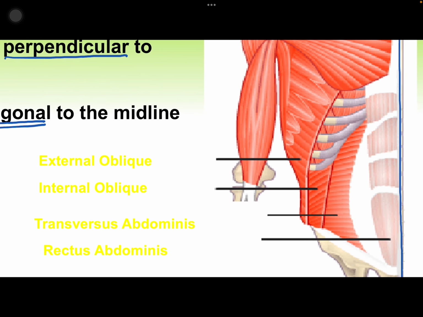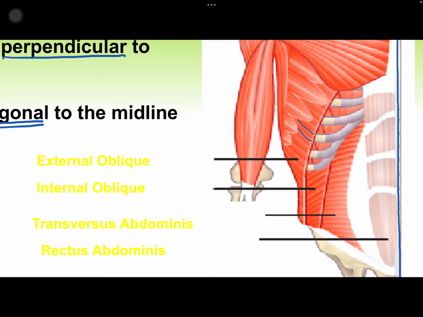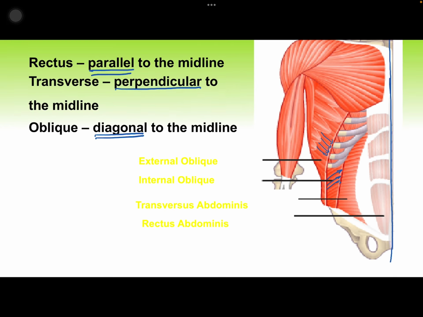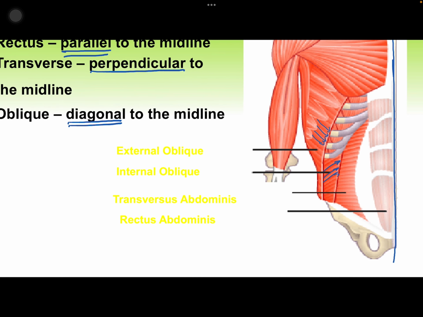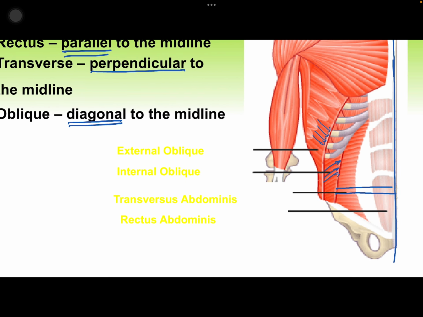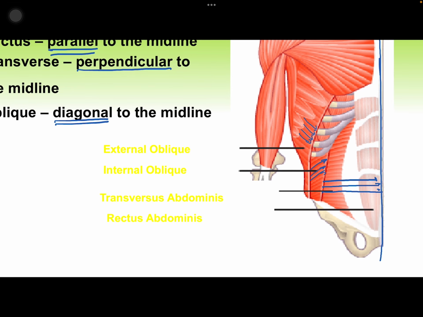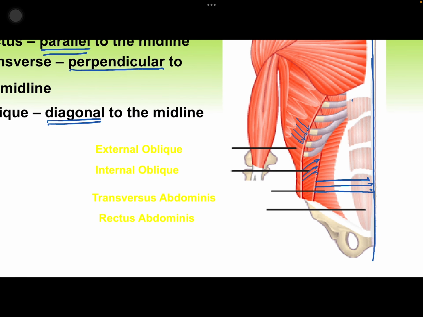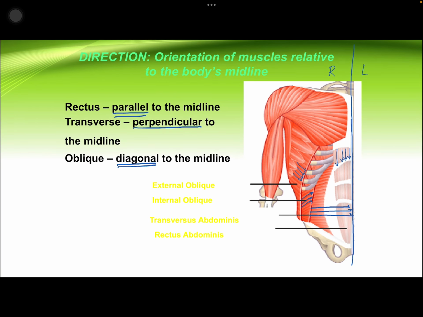So here we have your external obliques, which are diagonal here, and then we have your internal obliques, which are diagonal to the midline relative to this midline here. You have your transversus abdominis, which lies perpendicular to the midline. I'll show how the fibers are going that way. Next, we have your rectus abdominis, or the abs, the muscle fibers of which are running parallel to the midline. So that is one way of identifying the muscle.